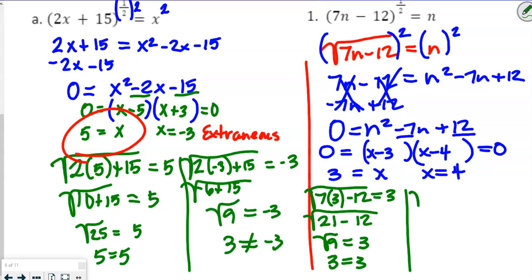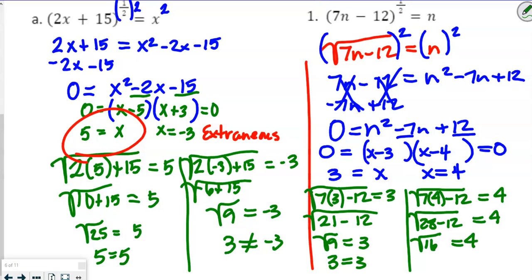Okay, so now this is going to be the square root of 7 times 4 minus 12. Does that equal 4? So this is going to be 28 minus 12 equals 4. 28 minus 12 is 16. Square root of 16 is 4.